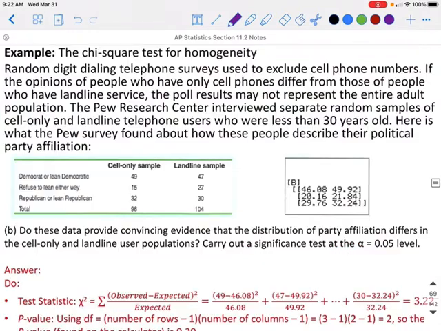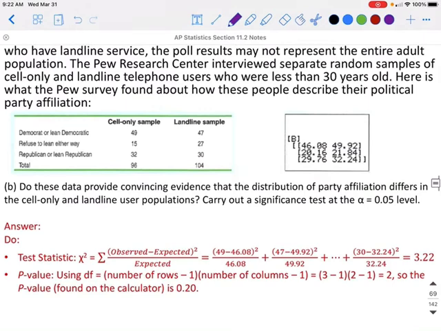Next is where we're going to do the calculation part of this. So we can calculate this by hand, and remember, you do the observed minus the expected. So we would do 49 minus 46.08. You would square that, and then you're going to divide it by the expected, plus, then you would go to the next one, 47 minus 49.92, square that, divide by the expected, and add all that up.